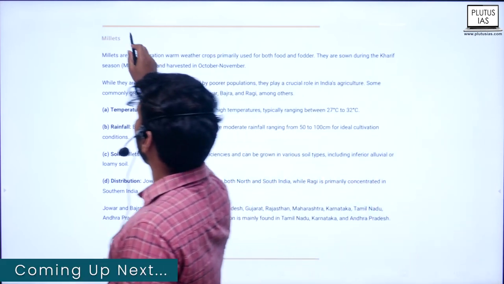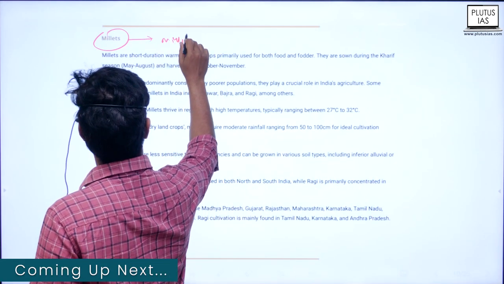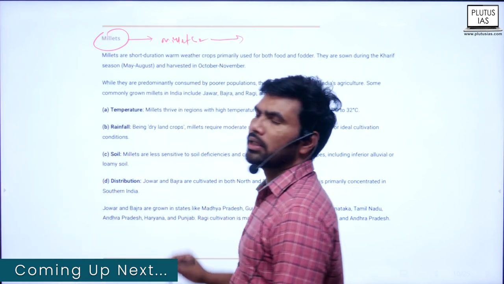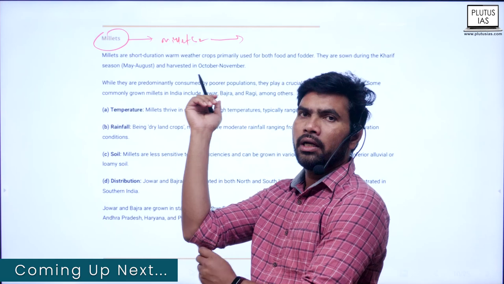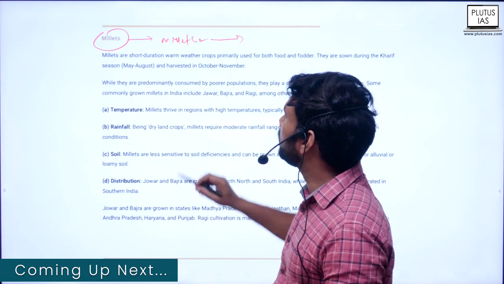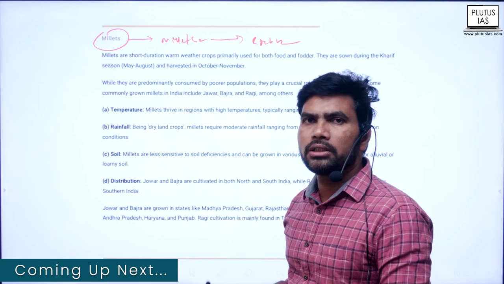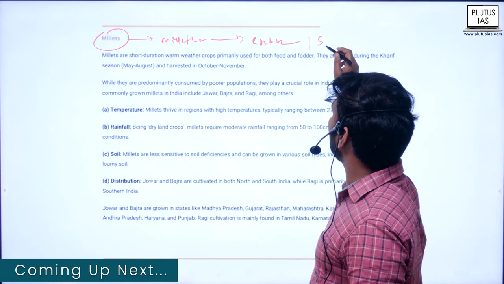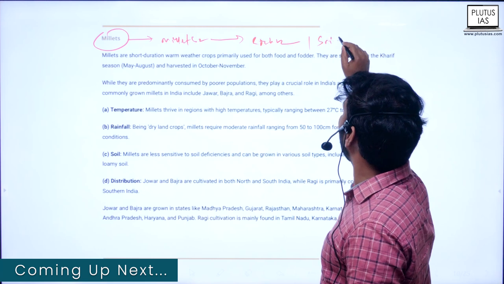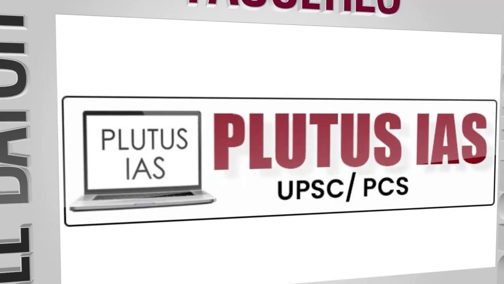Next, another important category of food crops is millets. You know very well that the Government of India is actively promoting the consumption of millets because of the rich nutrients and micronutrients that are available in them. They are being promoted under the name of Sri Anna.